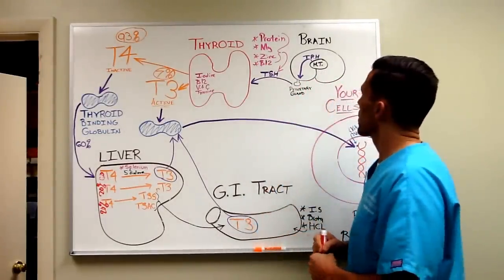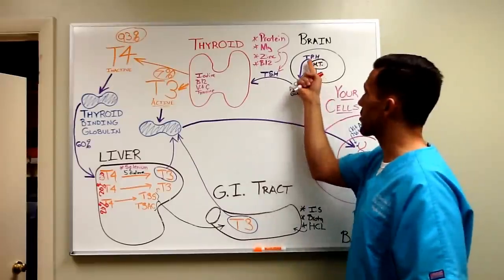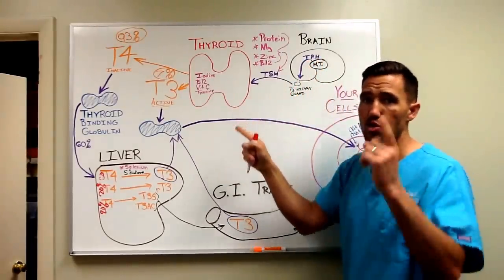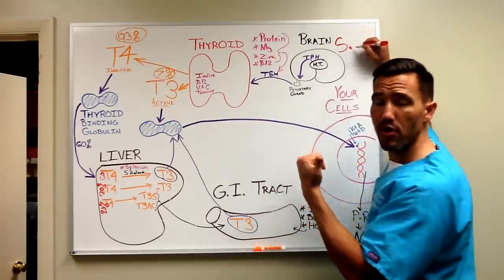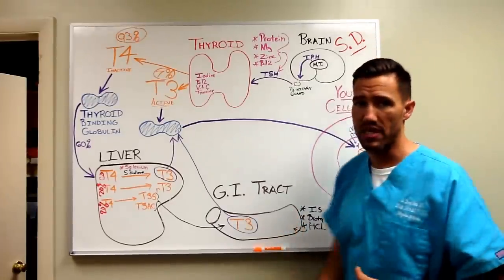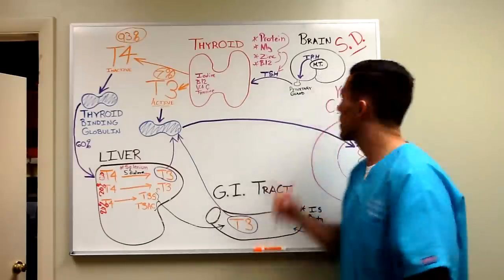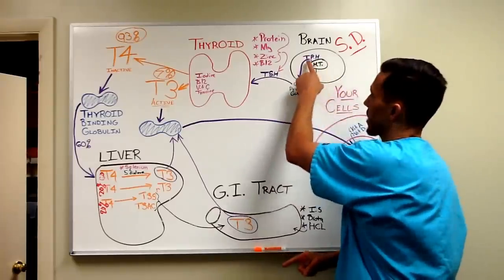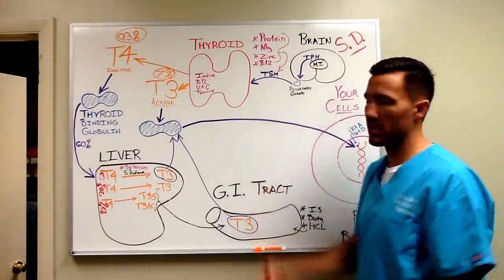In order for the hypothalamus to make thyroid-releasing hormone, to trigger the pituitary gland to make TSH, you have to have serotonin, which is a brain neurotransmitter, and you have to have dopamine. So serotonin and dopamine, those are neurotransmitters, brain chemicals. You have to have adequate central nervous system serotonin and dopamine to make thyroid-releasing hormone. So if you don't have enough serotonin and dopamine, you might not make enough TRH.